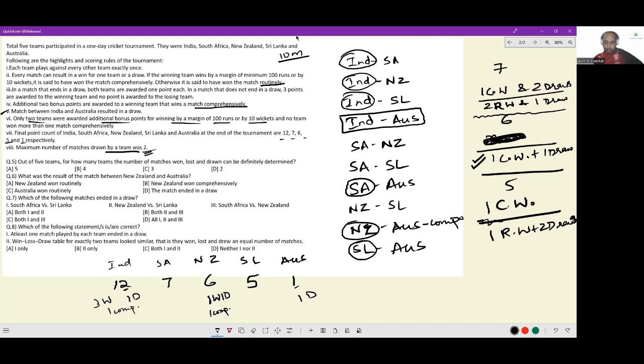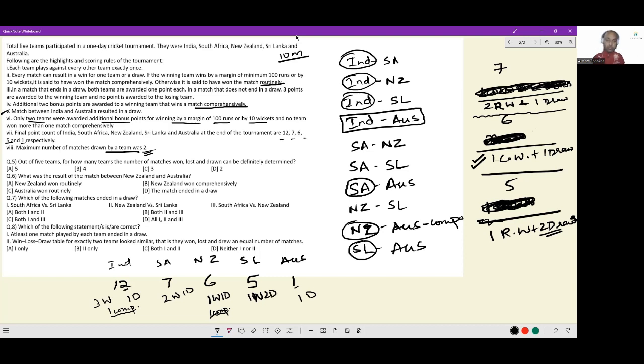Now, see, South Africa, given that 2 comprehensive wins that were supposed to be there in the tournament are already accounted for, this case for South Africa is anyway gone. You cannot have this case for South Africa where you had 1 comprehensive win and 2 draws. In fact, this comprehensive win case for Sri Lanka is also gone. So, the precise outcomes available for South Africa, we have 2 wins and 1 draw. And for Sri Lanka, we have 1 win and 2 draws.